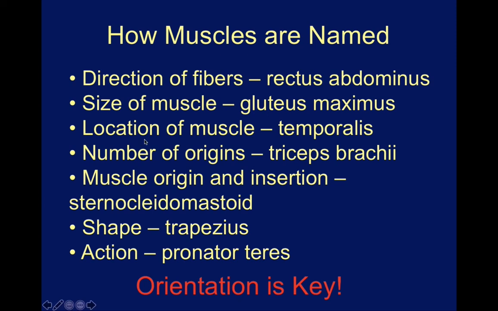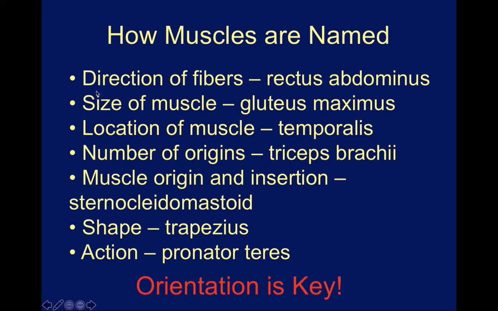So the first criteria that I want to mention for how muscles can be named is their location. An example of this is the temporalis muscle. The temporalis muscle can be found just superficial to the temporal bone. This is just one example of a muscle that is named based on its location. We will come to see that location is one of the more common ways that muscles can be named.